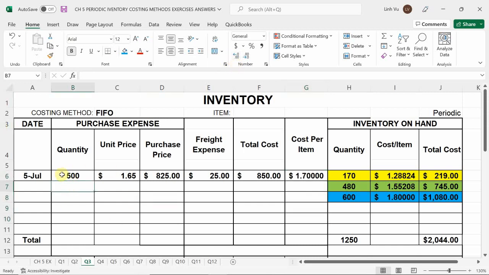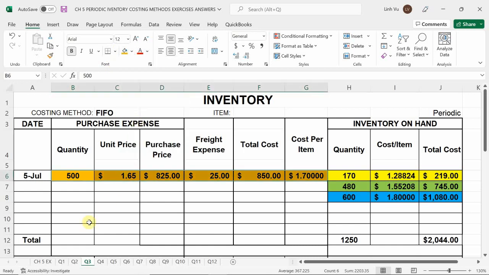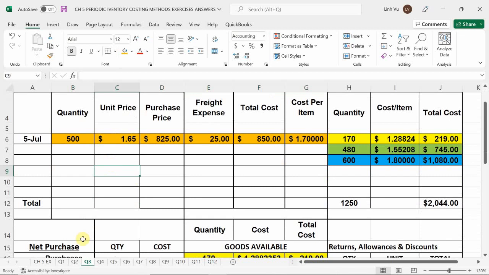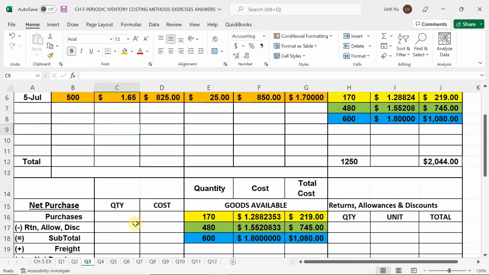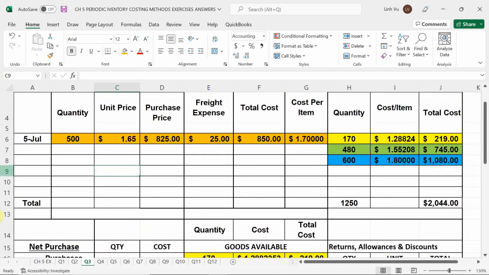Now I need to select another color because I have to keep it separate from the batches that I already have. So in this case, I am going to identify with, let's use orange. We'll call this batch orange. So then let's see what happened next, because we can't add it to my goods available since we don't know if we're going to make any changes to it.